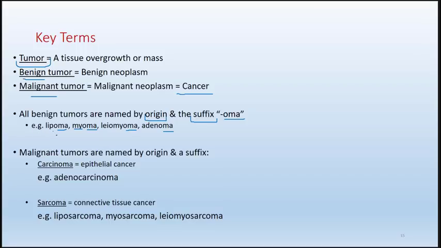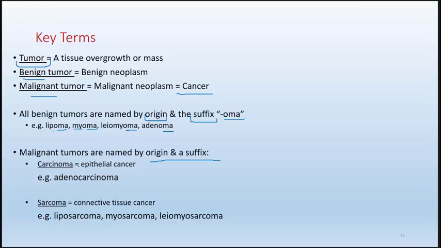But the point here is you can see the origination of that tumor, whether it's fat tissue or muscle tissue, and then it has the suffix "oma." But you can see that once we move on to malignant tumors, although they are still named by origin and suffix as well, they're stated a little bit differently. And we'll use terms such as carcinoma and sarcoma versus just using "oma" like we do for benign tumors. So let's say in this example we have an adenoma, which we know is a benign tumor of glandular tissue, but if we call it an adenocarcinoma, then this means that it's a malignant tumor of glandular tissue.